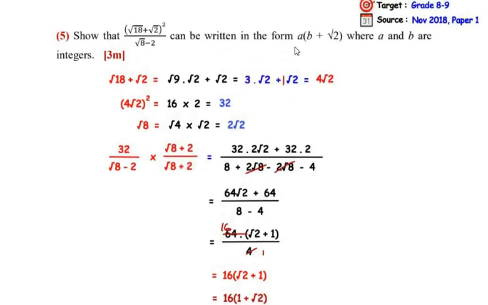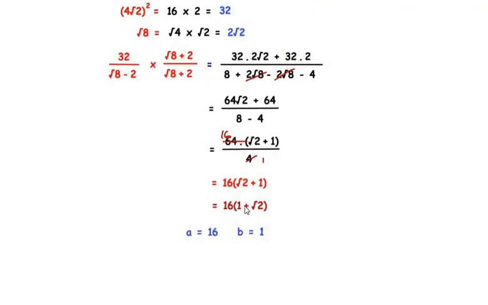Now this is of the form a times b plus root 2, where the value of a is 16 and b is 1. So this is the answer.